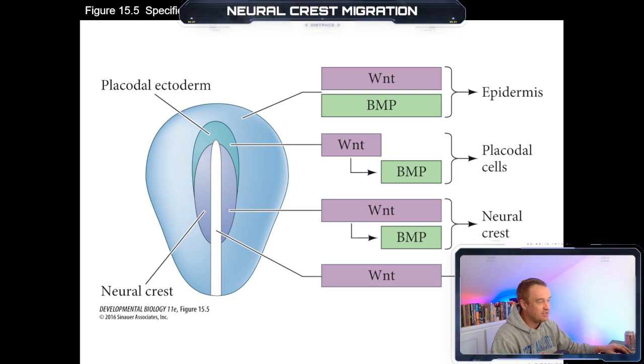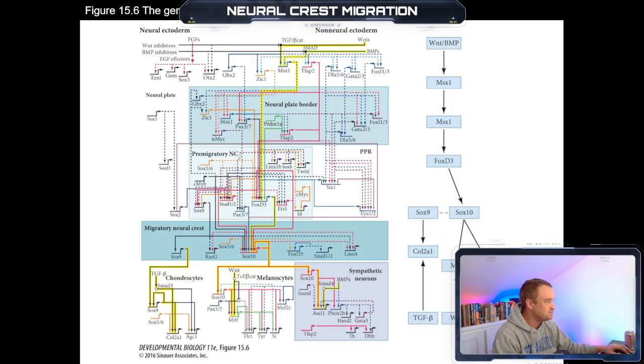So that's kind of how the neural crest specifies. It gets even more complex. We're not going to go into this too much, but that's what I'm going to show you. This is simplified here, but you can see all these crazy interactions in the neural ectoderm and the non-neural ectoderm.